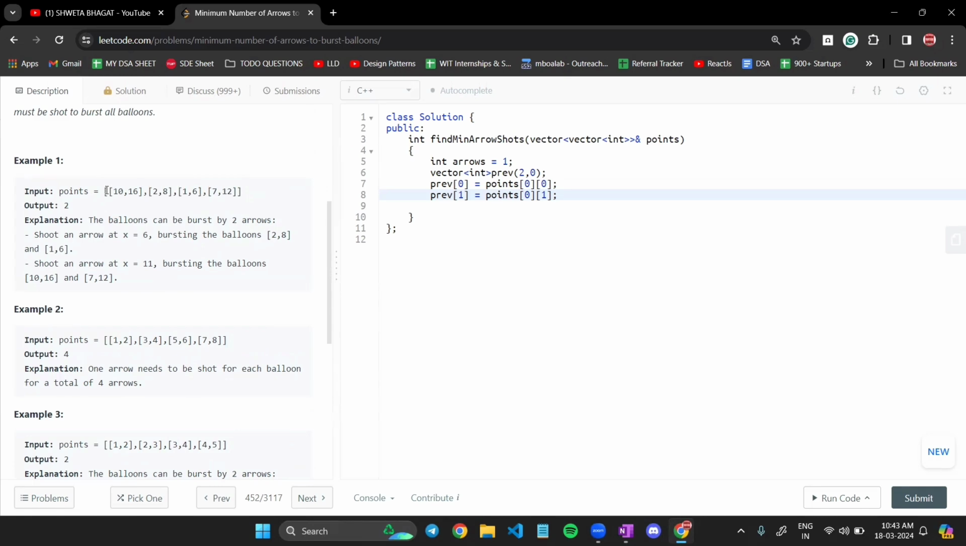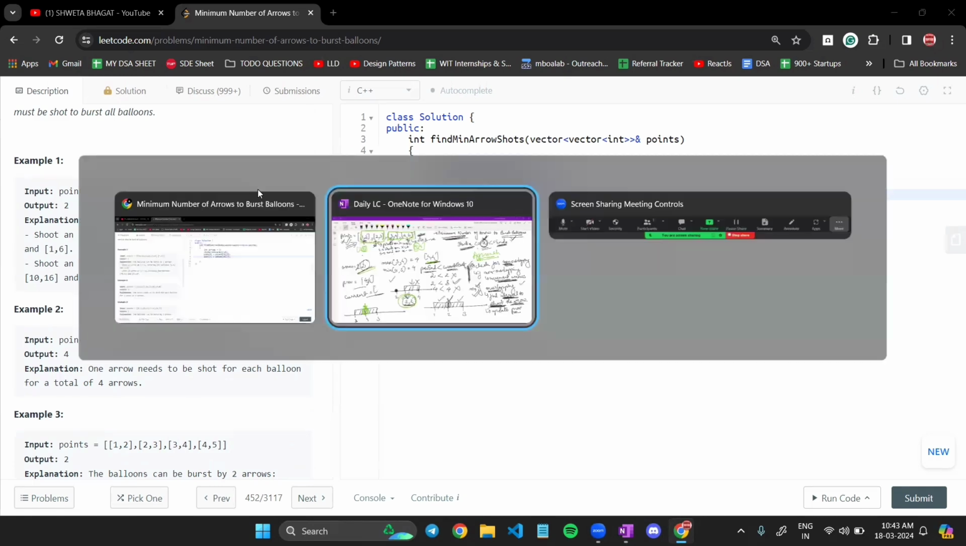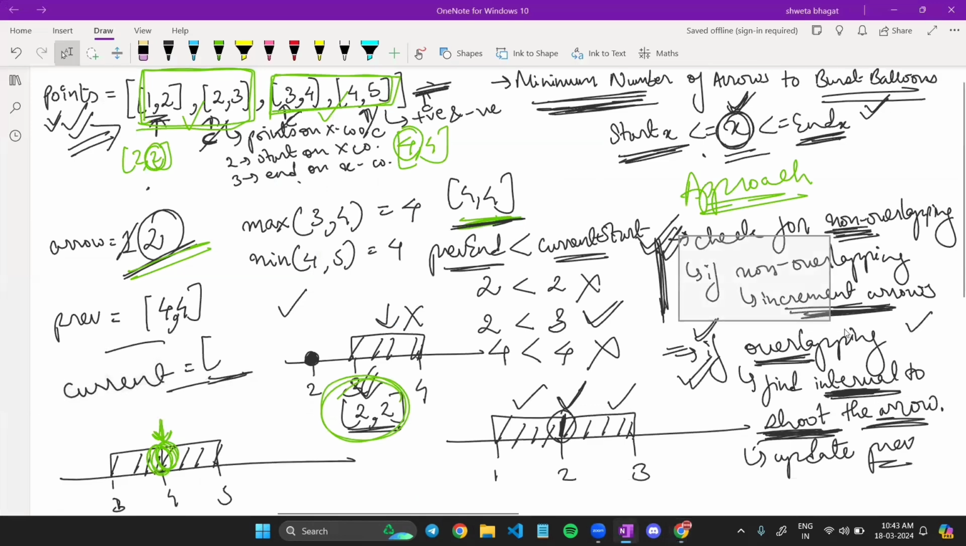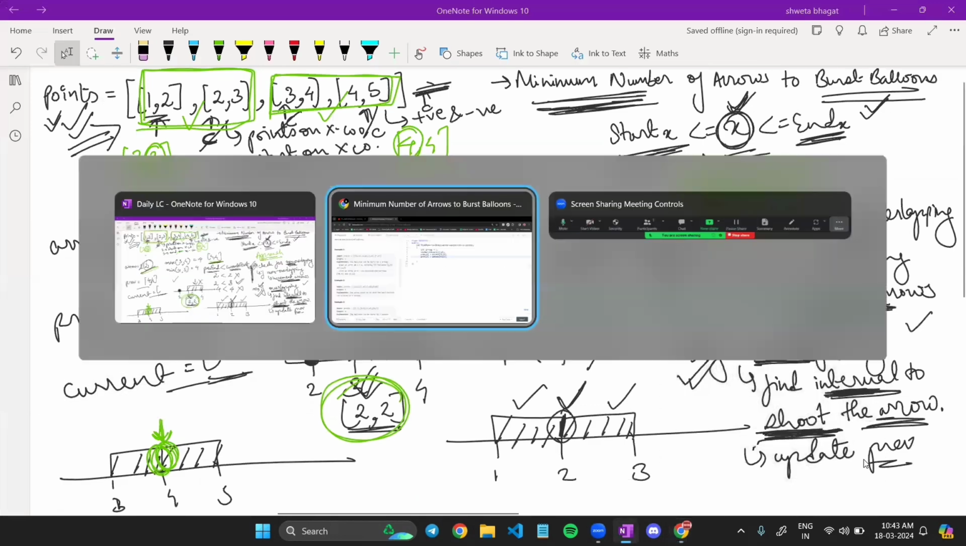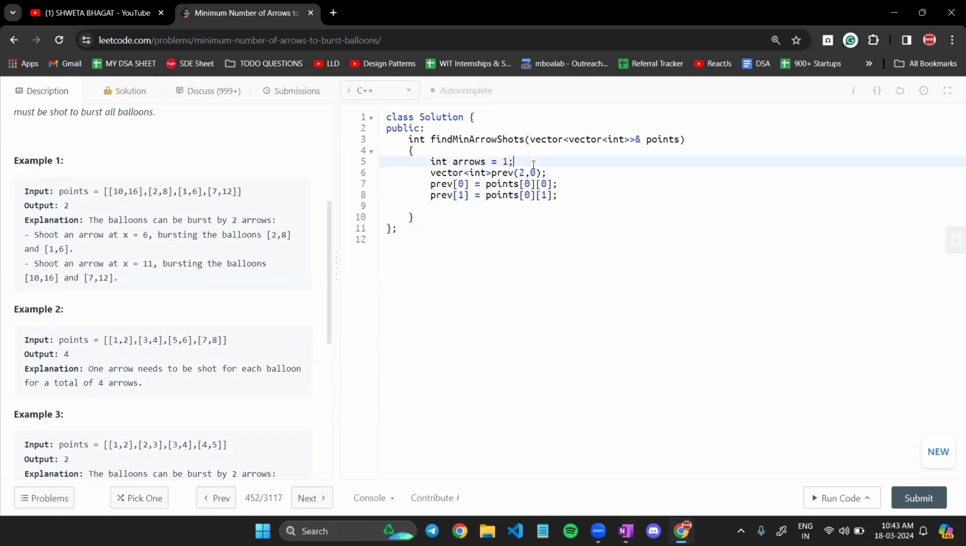So what we have to do is sort them first, because only if we sort them will we be able to check for these overlapping and non-overlapping cases by maintaining 2 pointers, right? So firstly, we have to sort the array. We will sort points.begin(), points.end(). Right? After sorting, what will we do?